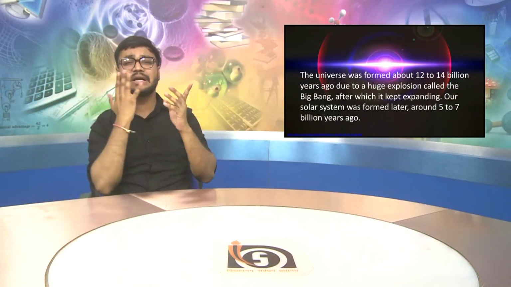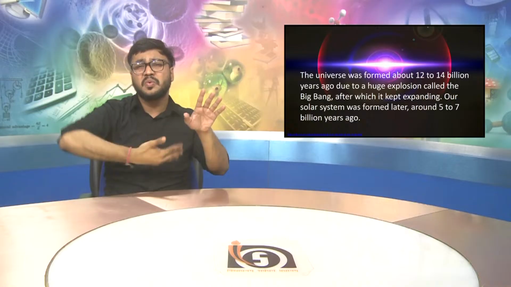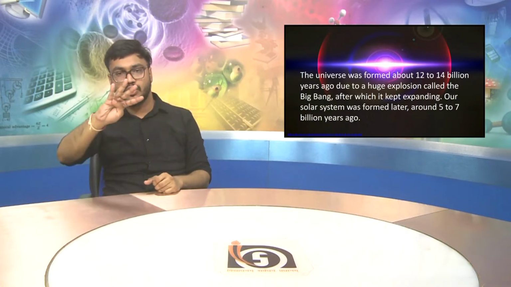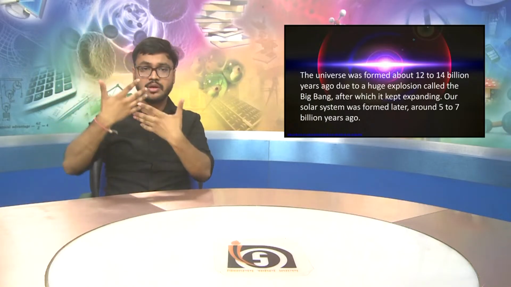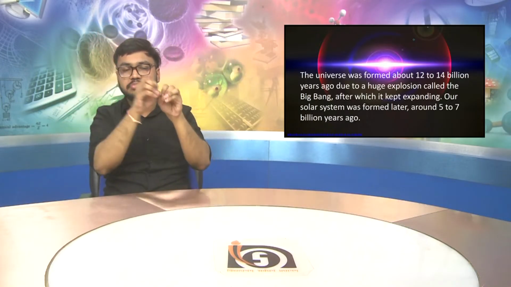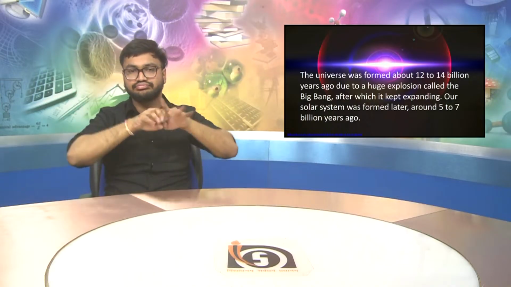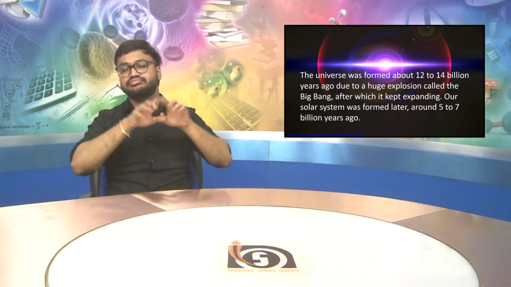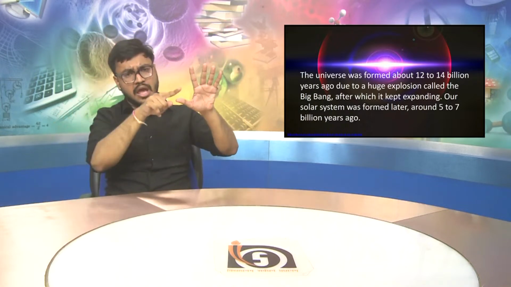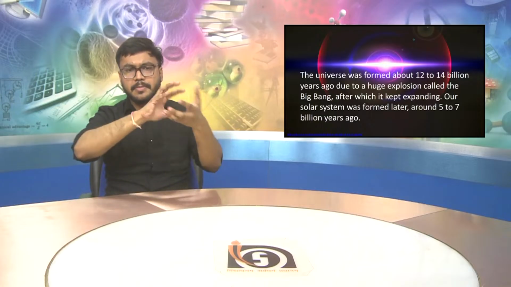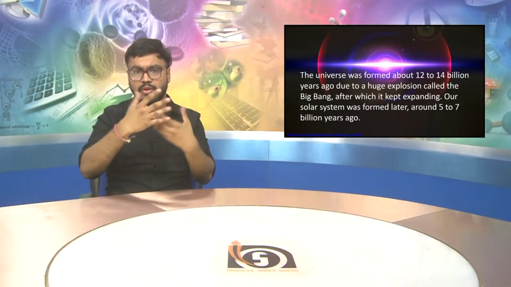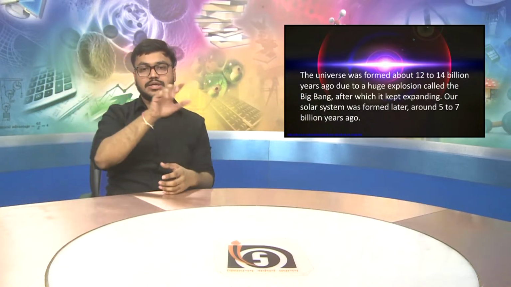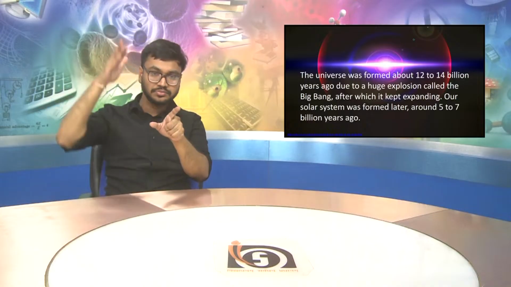There is a guess that the universe was formed about 12 to 14 billion years ago due to a huge explosion, which is called the Big Bang theory. In the Big Bang theory, there is an explosion called the Big Bang, after which the universe kept expanding. Our solar system was formed later, around 5 to 7 billion years ago.